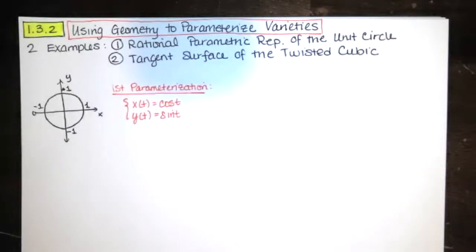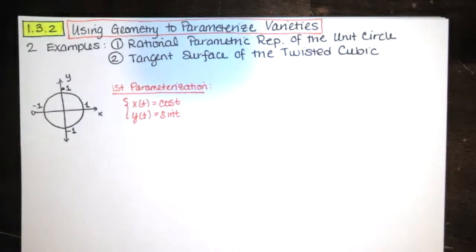In this video, we continue our discussion of parameterizations of affine varieties with two examples. These are two examples that come straight from the book, but I think that they're really interesting examples. The first is a rational parametric representation of the unit circle, and the second one is dealing with the tangent surface of the twisted cubic.